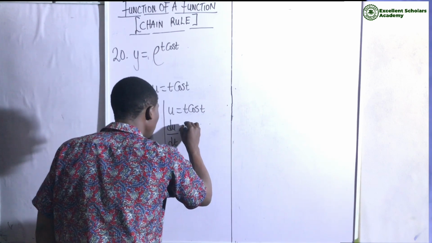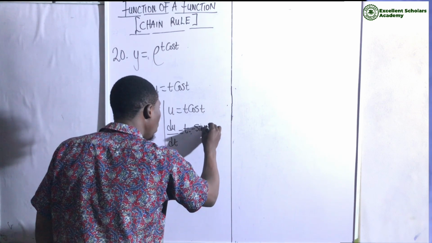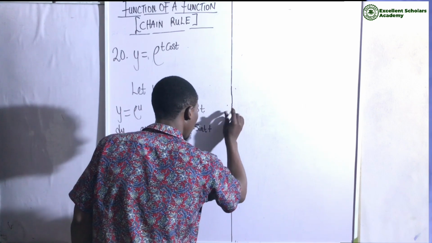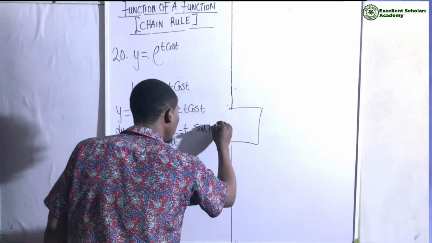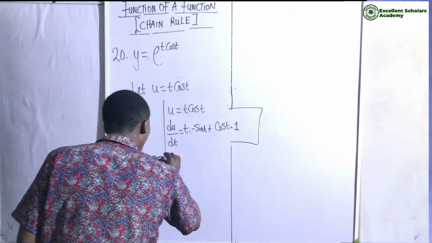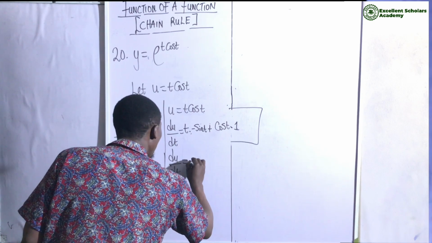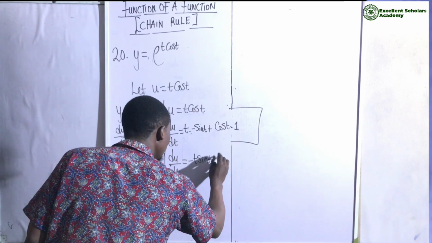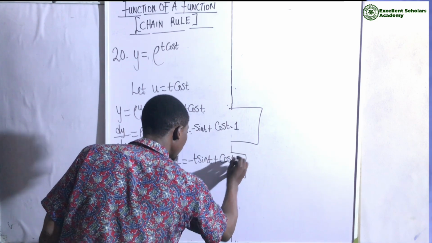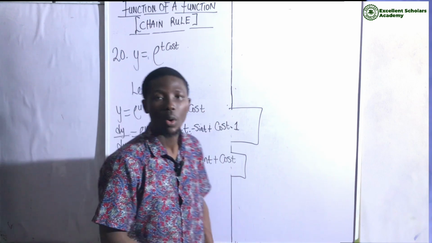Now how do we do product rule? You take one of it multiplied by the derivative of the other, that means t times minus sine t, plus you take this other one which is cos t, multiplied by differentiating the other one which is 1. So by using product rule, our du dt will be minus t sine t plus cos t.